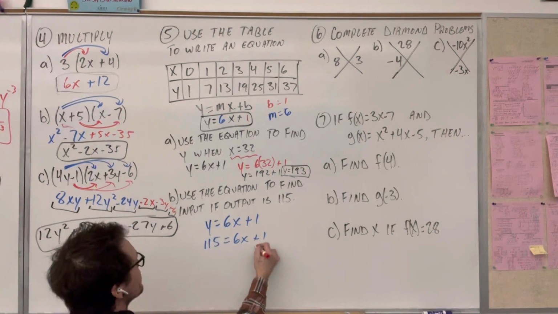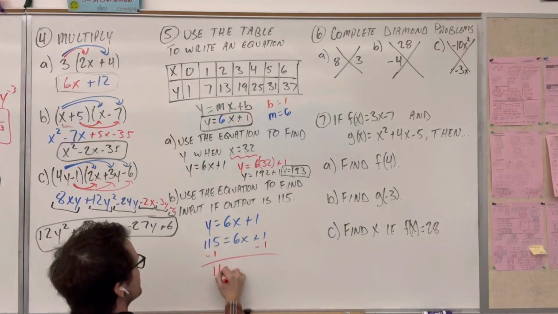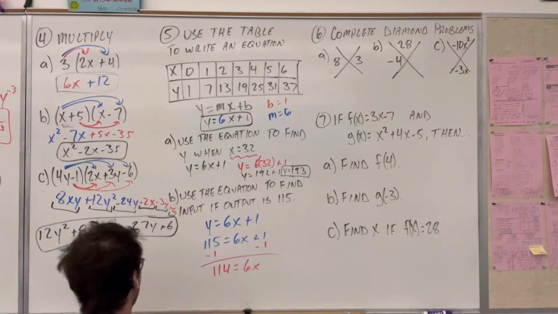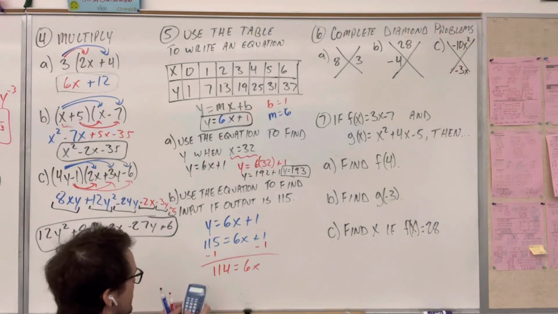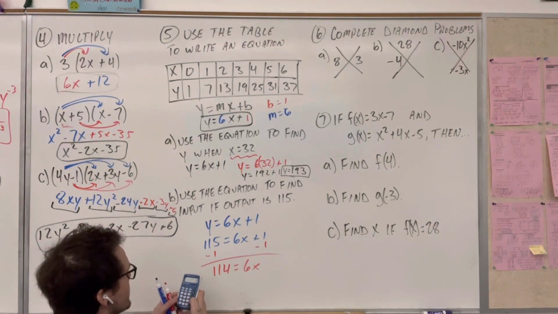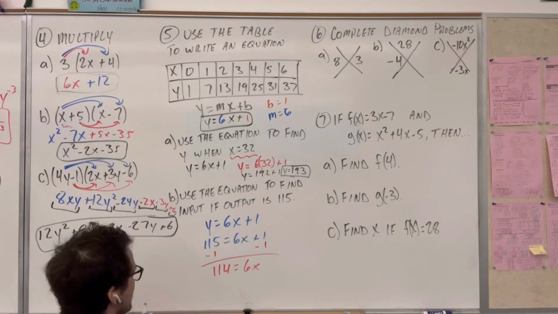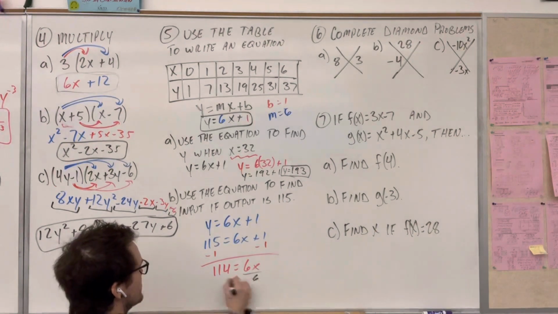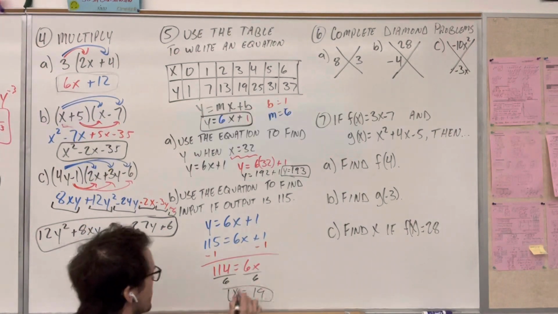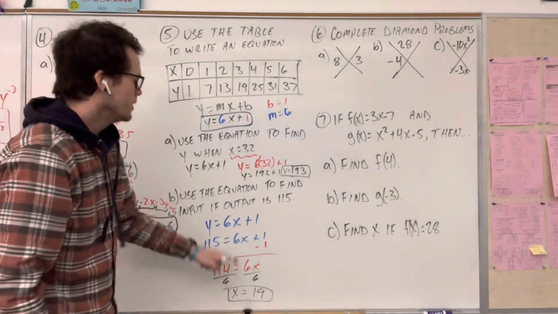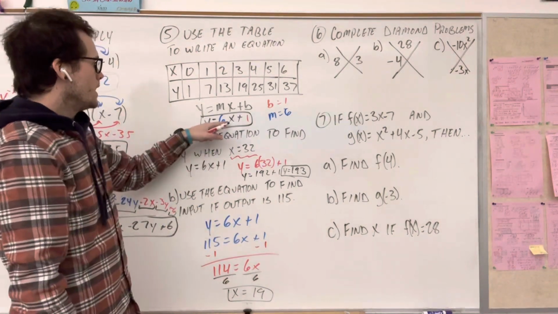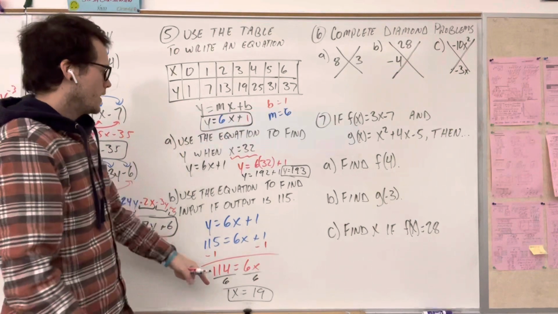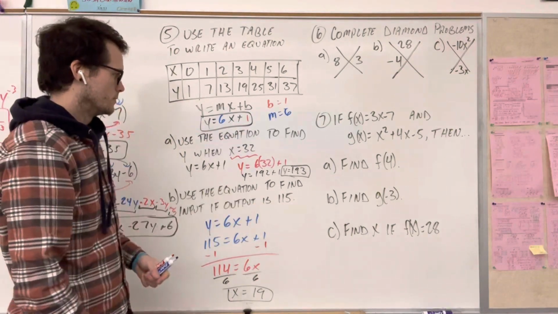To solve, we'll subtract 1 from both sides, and we see that 114 equals 6x. Again, this is not something I have memorized, so I'm going to divide both sides by 6. 114 divided by 6 equals 19. So I'll show that work there. Divide by 6, divide by 6, x equals 19. So what that says is if our input is 19 into this equation, or I mean the same one, I have it 3 times. If we plug in 19, then the y value will be 115.